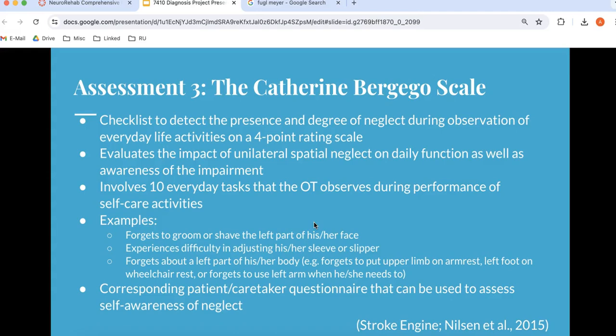Our third assessment is the Catherine Bergego Scale, and that's a checklist that is used to detect the presence and degree of neglect during observation of everyday life activities on a 4-point rating scale. So that's going to evaluate the impact of the unilateral spatial neglect on daily function, as well as their awareness of the impairment. And it involves 10 everyday tasks that the OT observes during their performance.